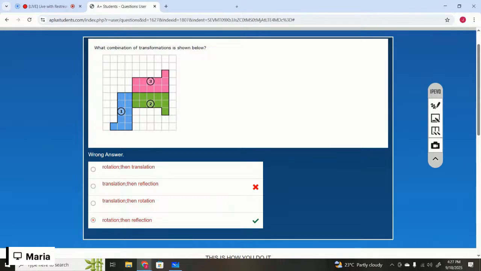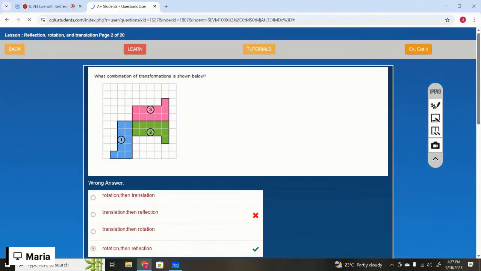1 to 2, that is the rotation because this point is common. And 2 to 3, that is the reflection. Option number 4 is the correct option.